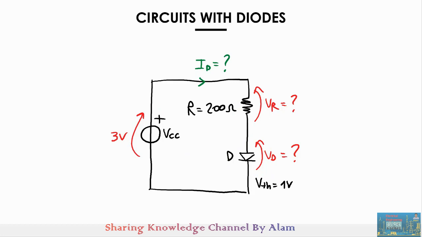We know that VCC is 3 volts, we know that the resistance is 200 ohm, and we also know that the threshold of the diode is 1 volt. And we want to find the voltage on the resistor, the voltage on the diode, and the current in the diode and the resistor. This time, we will solve the circuit by using the equivalent circuits of the diode in the different regions of operation instead of looking at its IV curve.